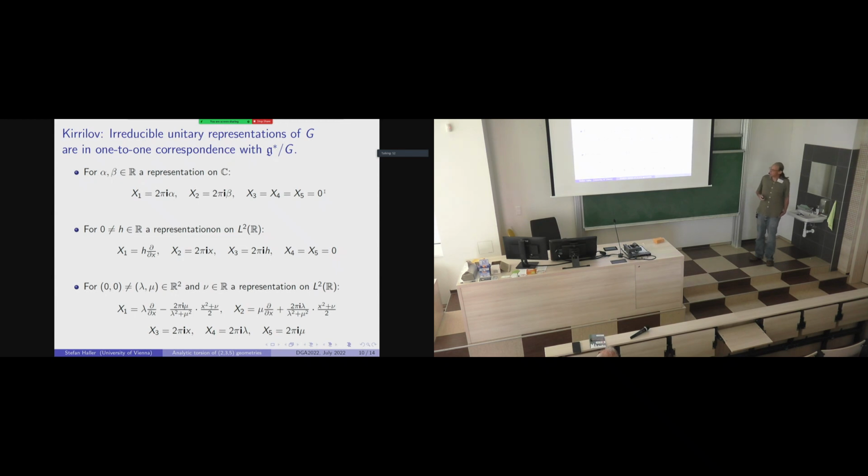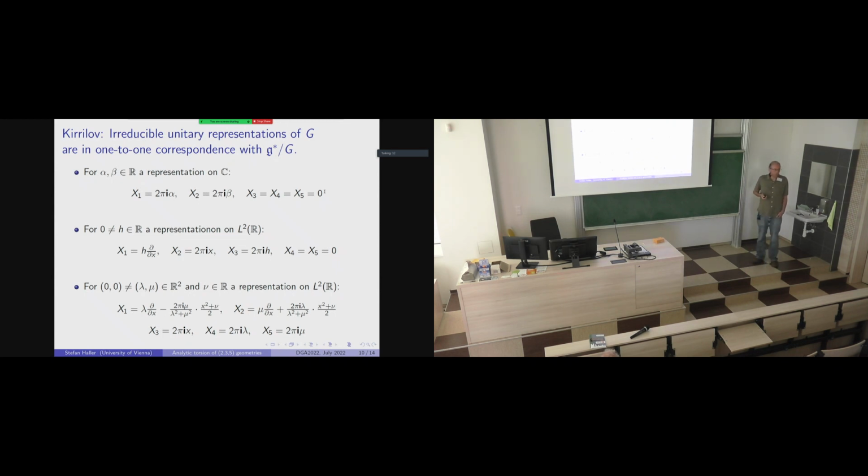And then the bulk of representations can be parameterized by three real parameters, lambda, mu, and nu. The representation space is again L2 of R. x1 and x2 now act by a combination of differentiation and multiplication with a quadratic polynomial. x3 acts by multiplication with x, and x4 and x5 are central, they act by multiplication with scalars. So you can explicitly describe all irreducible unitary representations of this group G, just following Kirillov's parameterization.